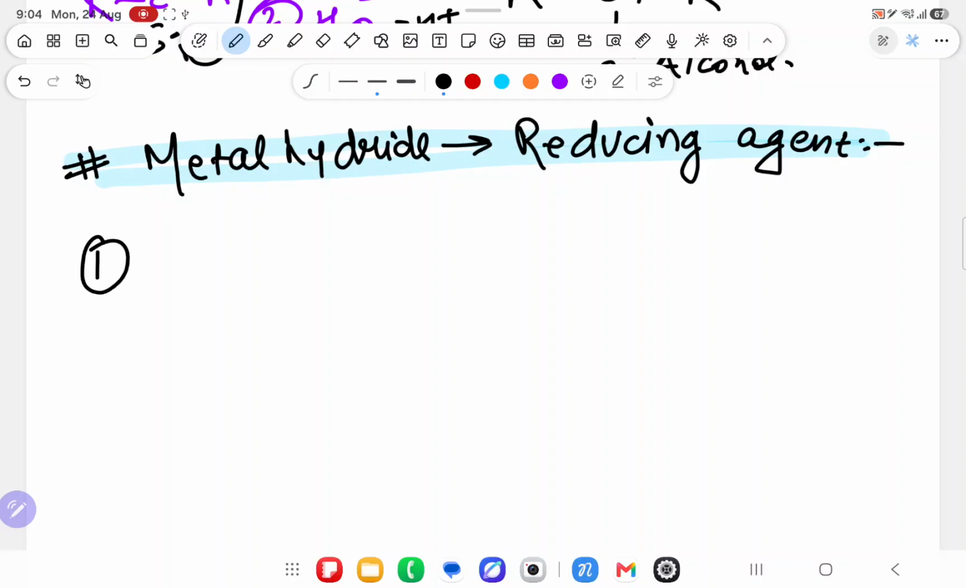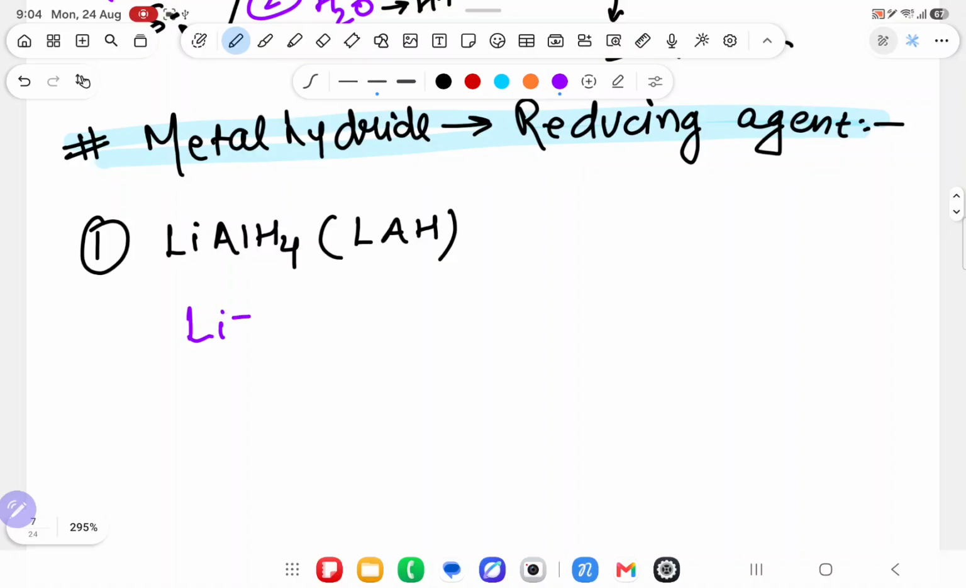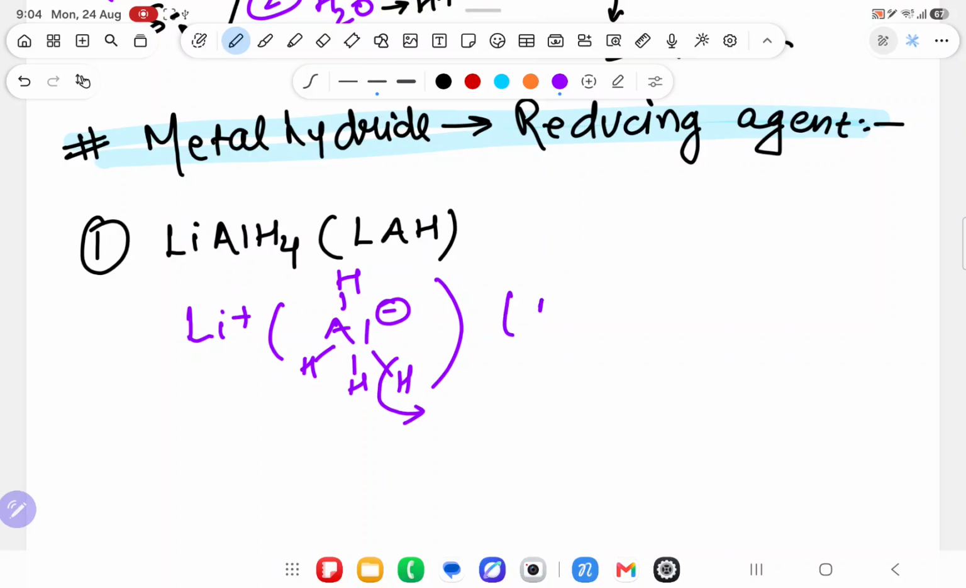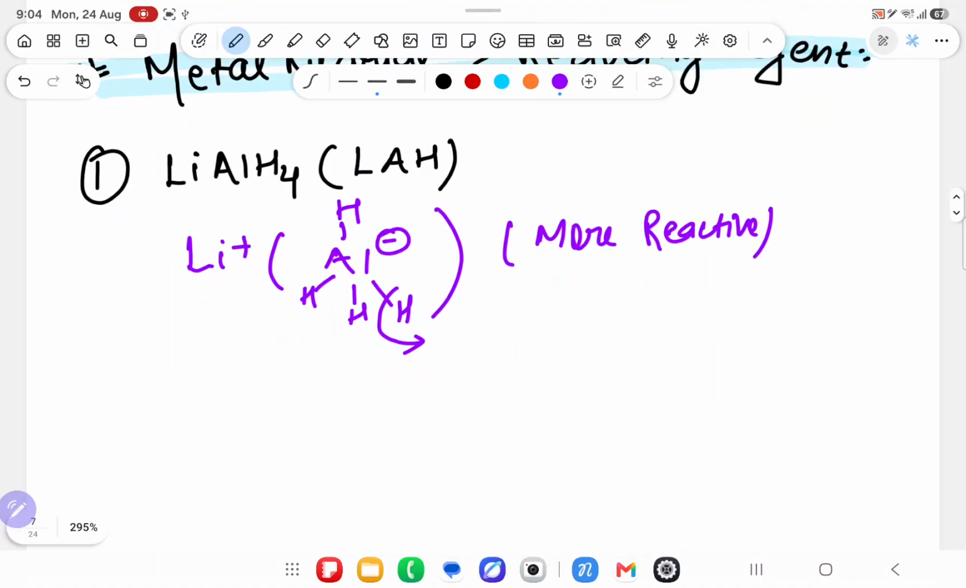What first metal hydride am I using? Very important. The first metal hydride I am using over here is LiAlH4, that is also written as LAH. LiAlH4: Li plus, and it will give Al, H, H, H, H, and aluminum has a minus. Over here H minus will go, and it is more reactive. It has 4 hydrogens. So how many hydrogens are required, it will give, and it can reduce each and everything. I will tell you what.